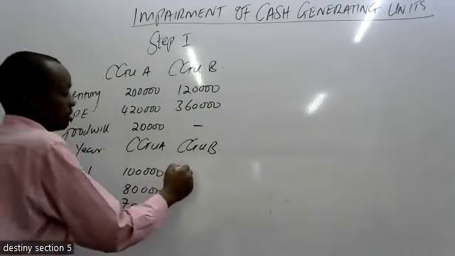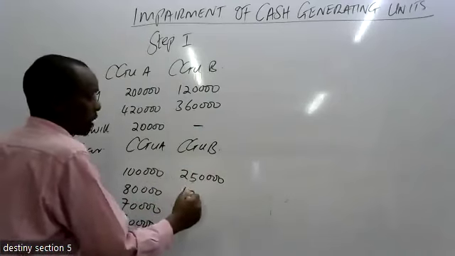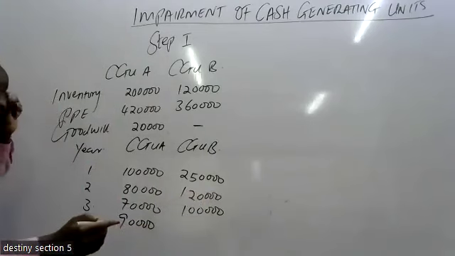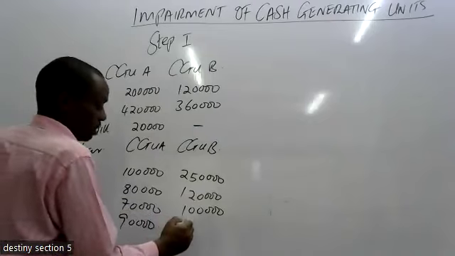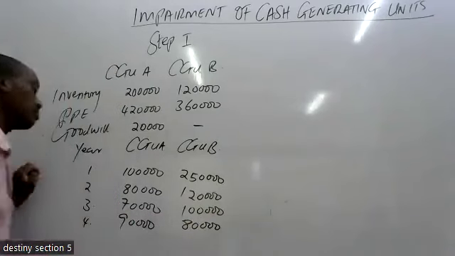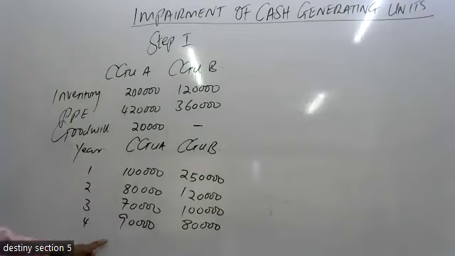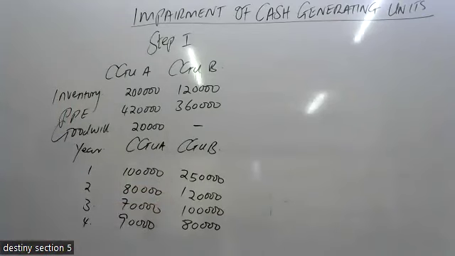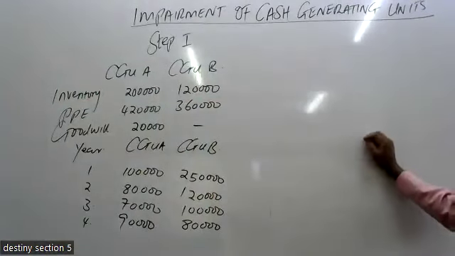Then CGU B: 250,000, 120,000, 100,000, 180,000. Below that, the cost of capital is 10%.